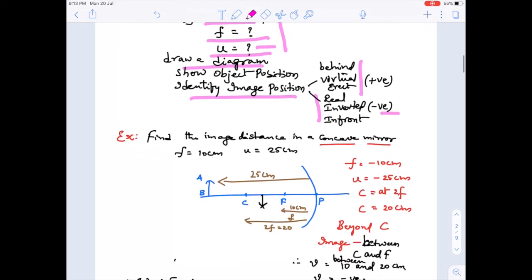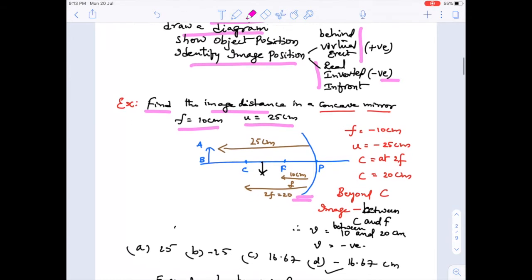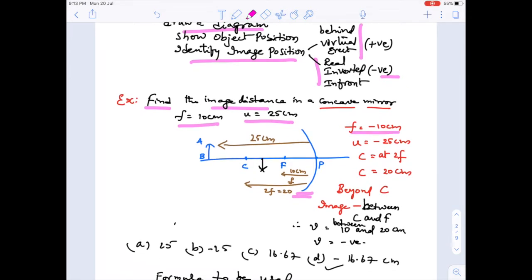So, let us say, for example, you have this question. Find the image distance of a concave mirror for a focal length of 10 centimeters and an object distance given as 25 centimeters. Now, this is your concave mirror. For a concave mirror, focal length is always negative. So, minus 10. Look at this, it is measured to the left, therefore it will be considered negative. So, focal length is minus 10 centimeters and object distance, the object is always in front of the mirror, therefore it is to the left of the mirror, therefore it is also negative.